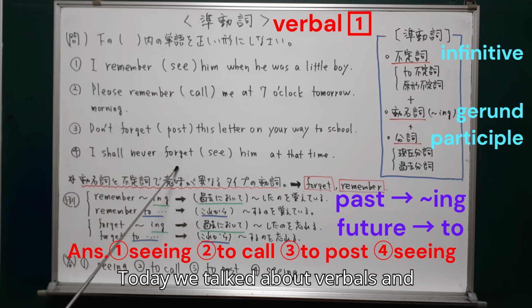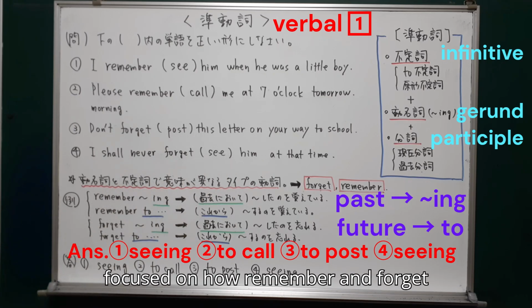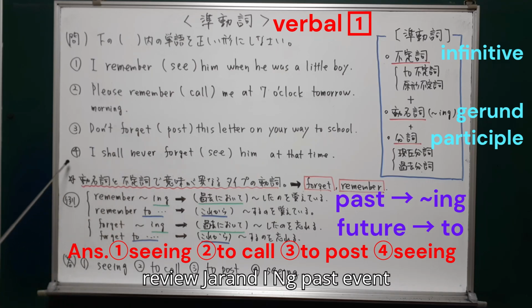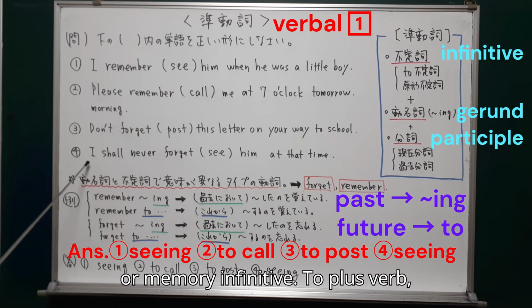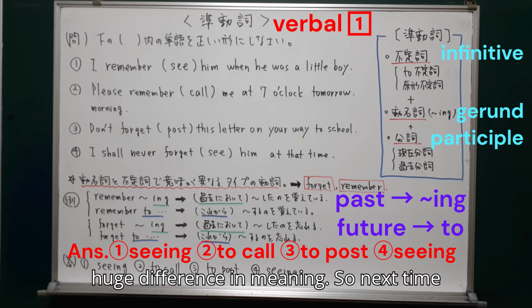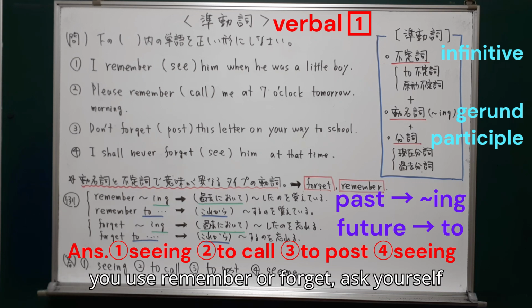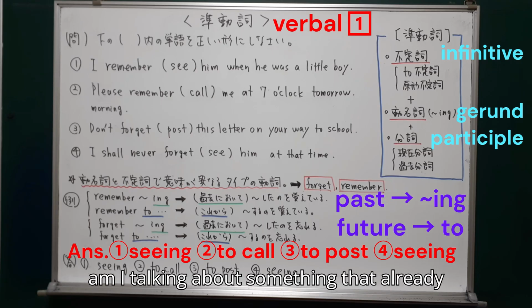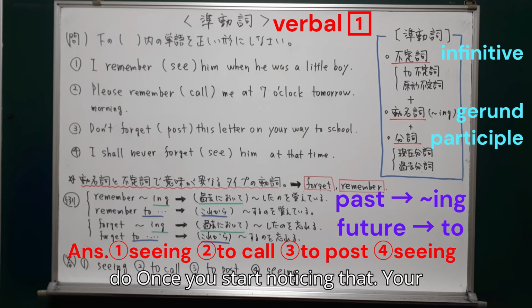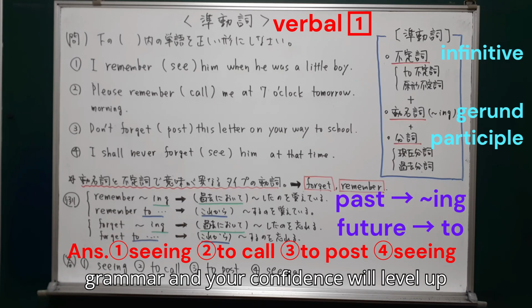Summary. Let's wrap up. Today we talked about verbals, and focused on how remember and forget work with gerunds and infinitives. Quick review. Gerund, ing, past event or memory. Infinitive, to plus verb, future action or plan. Just a small difference in form, but it makes a huge difference in meaning. So next time you use remember or forget, ask yourself, am I talking about something that already happened? Or something I still need to do? Once you start noticing that, your grammar and your confidence will level up fast.